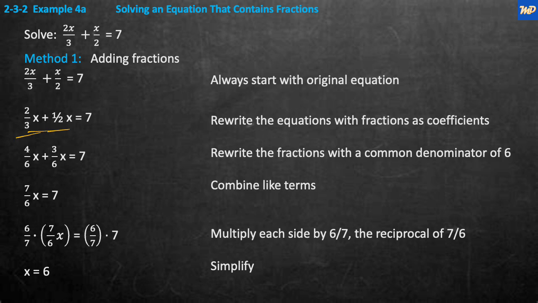Okay. Now to get rid of this fraction, we're going to multiply by its inverse, and the inverse of 7/6 is 6/7. We're going to multiply both sides by 6/7, right? Both sides. When we do that, the 7's cancel and the 6's cancel on the left-hand side. We're left with an x. On the right-hand side, the 7's cancel and we end up with a 6. So the answer is x equals 6.